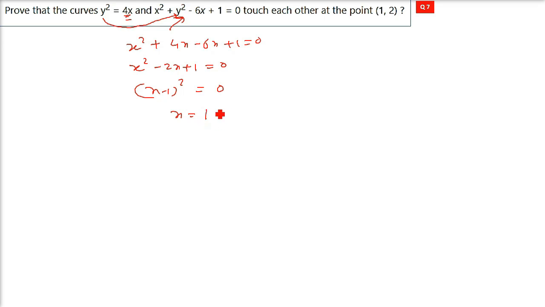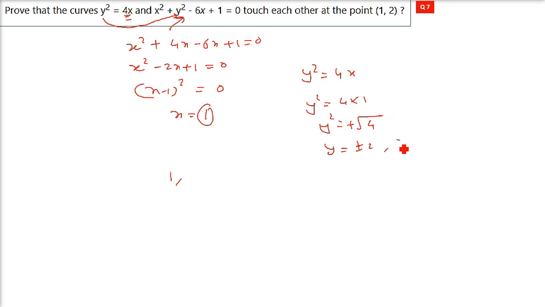Since we have x, we can now put this in any of the above equations and find out the value of y. So x is equal to 1, let us put it here. y square will be equal to 4 into 1, 4. y will be equal to plus minus under root 4. So y will be equal to plus minus 2.